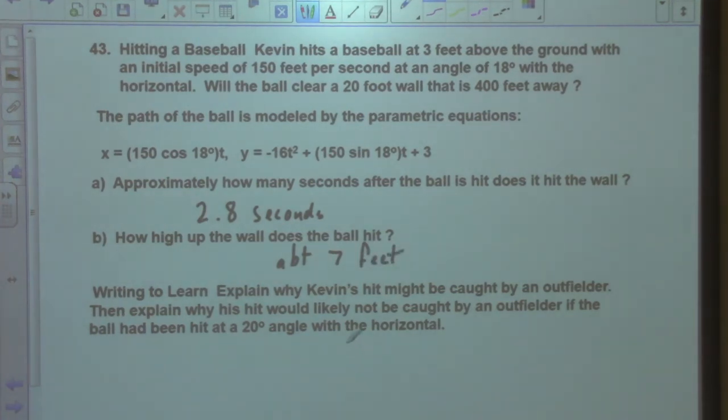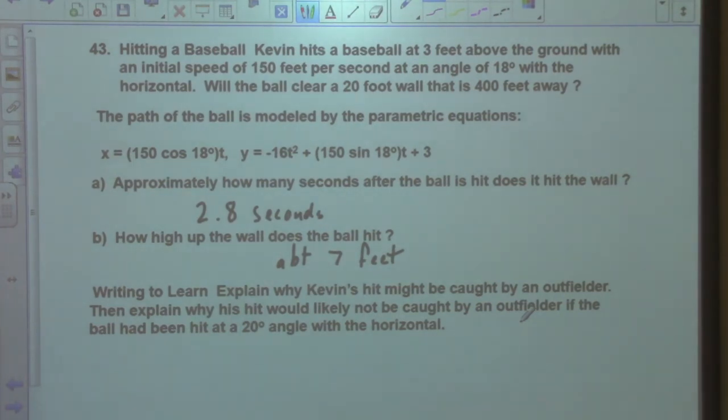And then Write to Learn: explain why Kevin's hit might be caught by an outfielder. So why might Kevin's hit be caught by an outfielder, maybe? Because it hits the wall. Well, it hits the wall, but how high does it hit the wall? 7 feet. 7 feet, right? So I might be the height of an average outfielder, right? And so reaching above, a little over 6 feet tall, I can reach up 7 feet, right? So I could catch that, couldn't I? Yeah, you can totally do it.